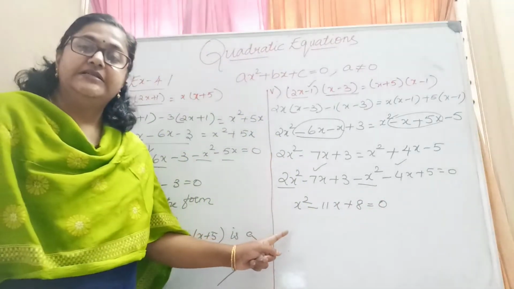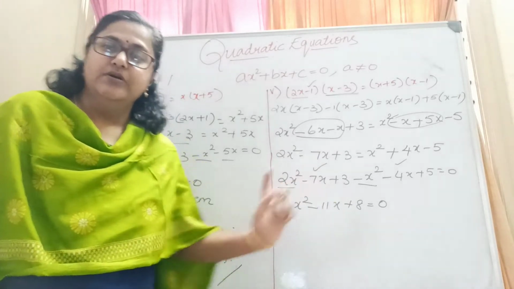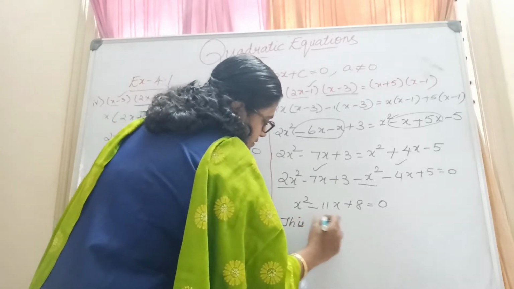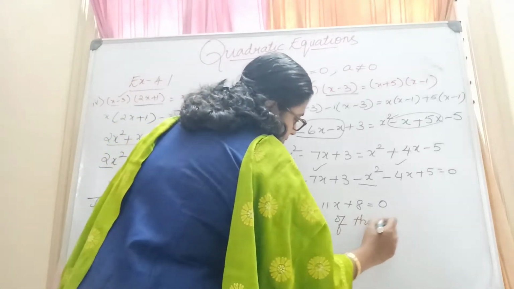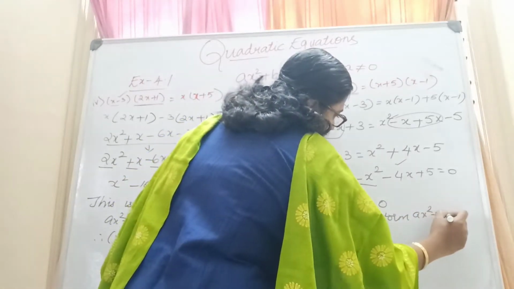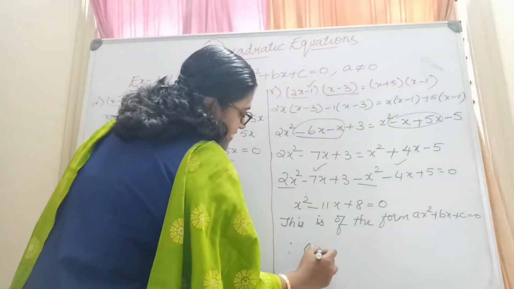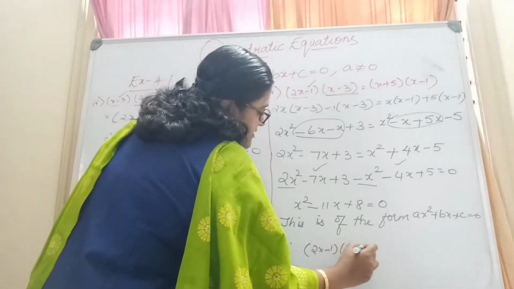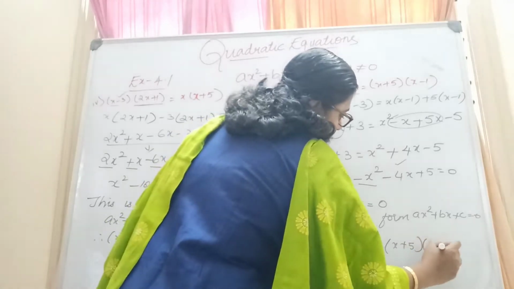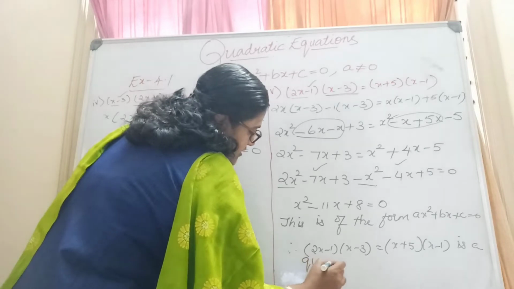Now from this, what can you understand? This is of the form ax square plus bx plus c is equal to 0, right? So this is of the form ax square plus bx plus c is equal to 0. Therefore, 2x minus 1 into x minus 3 is equal to x plus 5 into x minus 1 is a quadratic equation.